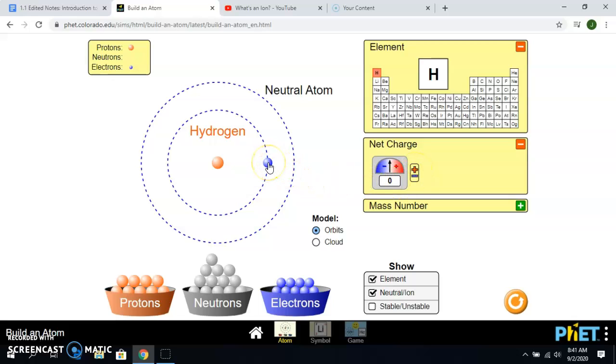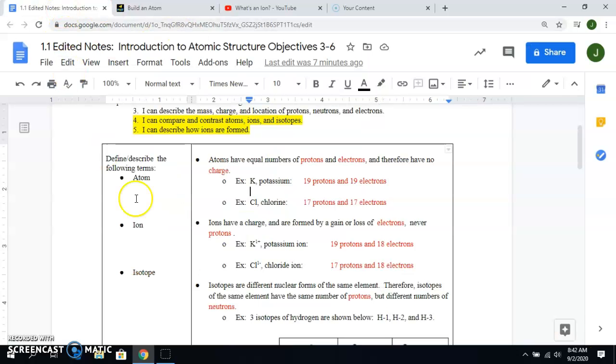But look, if I lose this electron, now this turns into a positively charged ion because it's got more positively charged protons than negatively charged electrons. Okay? Conversely, if it gains an electron, now it's got an extra electron. It's got 2 electrons compared to only 1 proton, and for that reason, it's going to be a negatively charged ion. Okay, so remember, our definition of the way that atoms turn into ions is that ions have a charge, and the way that they get that charge is by gaining or losing electrons, never protons.